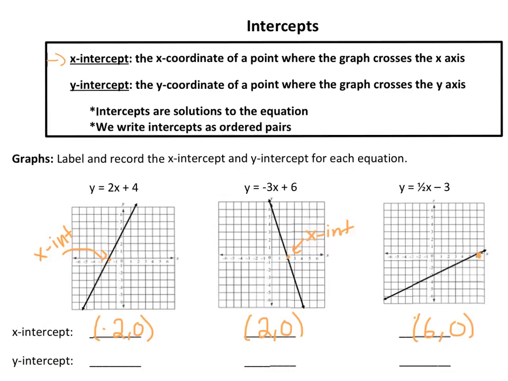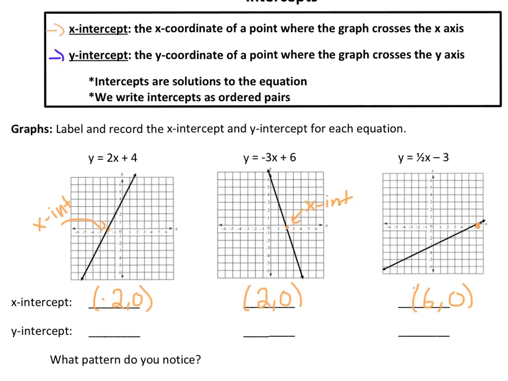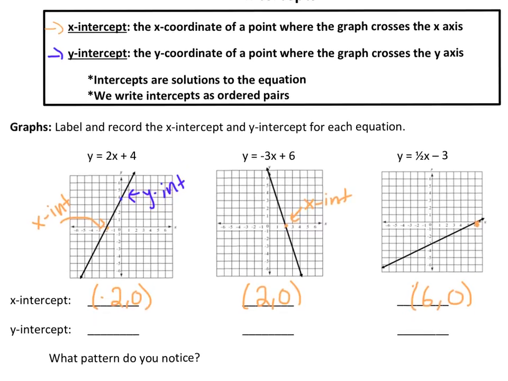So now let's look at the y-intercepts. The y-intercept is the y-coordinate of the point where the graph crosses the y-axis. Our first equation crosses the y-axis at 4. So the y-coordinate of the point where it crosses the y-axis, in other words, the intercept, is 4, and our point is (0, 4), because we don't go to the left or right at all, but we do go up 4.